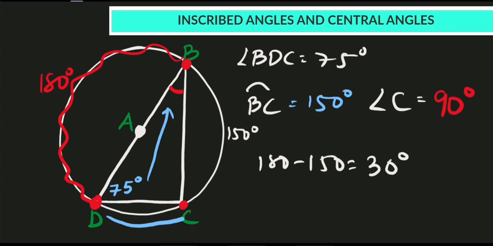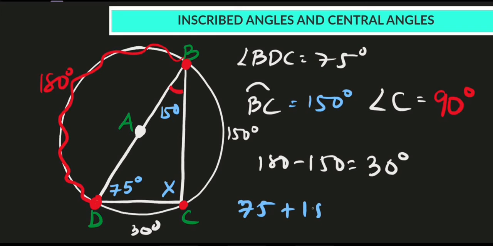Since BC or DC is equal to 30 degrees, therefore angle B is equal to 15 degrees. Let's divide this 30 by 2, that is equal to 15 degrees. According to our previous concept, the total measurement of the interior angles of a triangle is equal to 180. Therefore, let's say you have this x, then 75 plus 15 plus x is equal to 180 degrees.